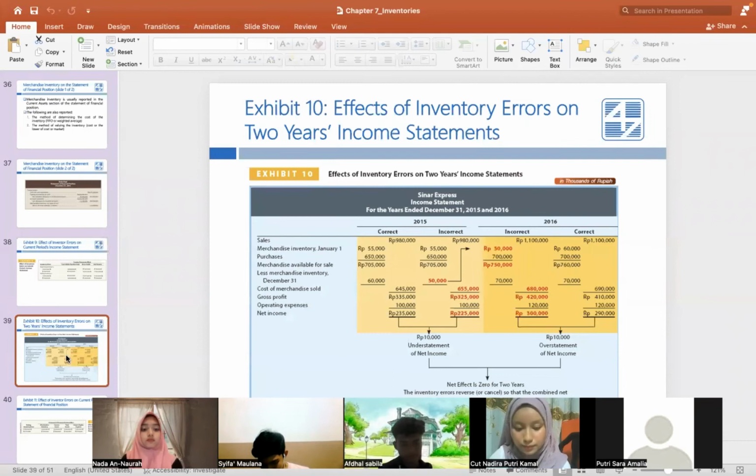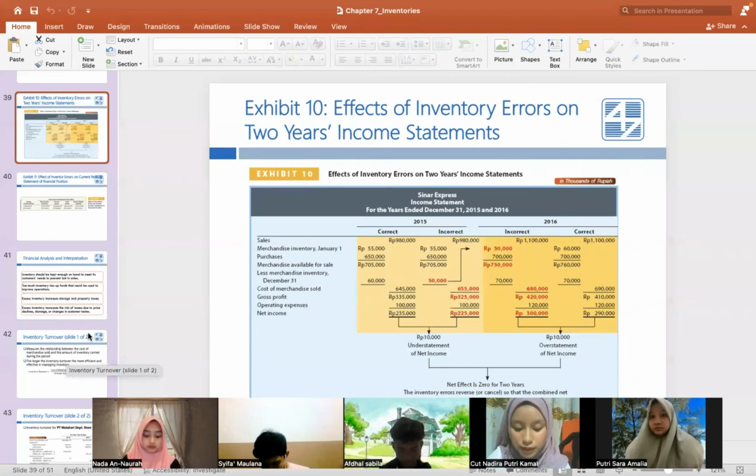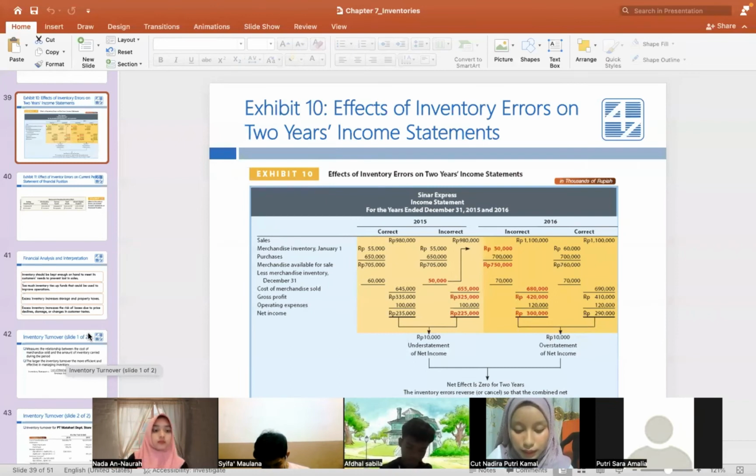The next one is effects of inventory errors on two years of income statements. So in the table, there is some information about the income statement of the company Sinar Express. There is sales, merchandise inventory, purchases, merchandise available for sale, and less merchandise inventory. And then cost of merchandise sold, gross profit, operating expenses, and net income.